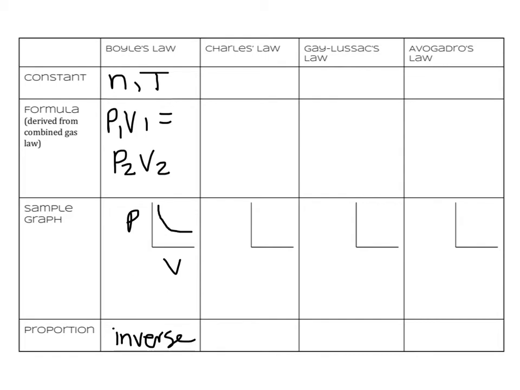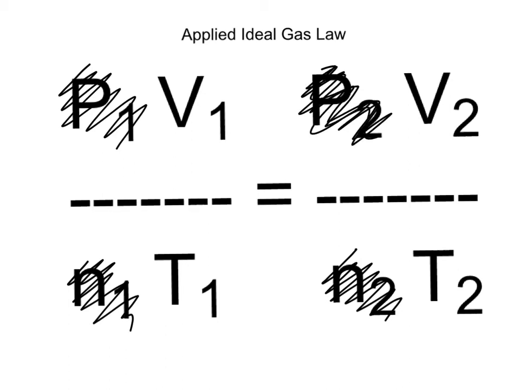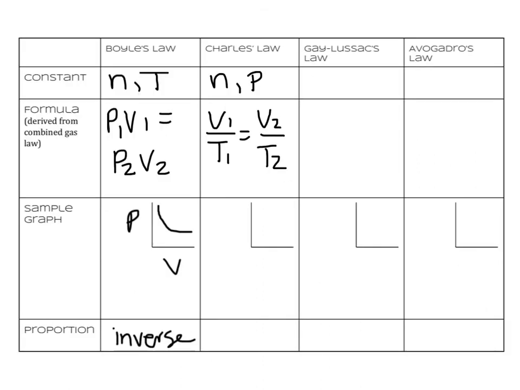The next law we're going to look at is Charles' law, and that's going to be derived in a similar fashion, except this time our two constants for Charles' law are going to be number of moles and pressure. If we take out pressure from this equation, we get V1 over T1 equals V2 over T2. So when we look at Charles' law written out, we see that the proportion is the opposite of Boyle's law. We have, instead of multiplication on both sides, fractions on both sides of the equal sign.